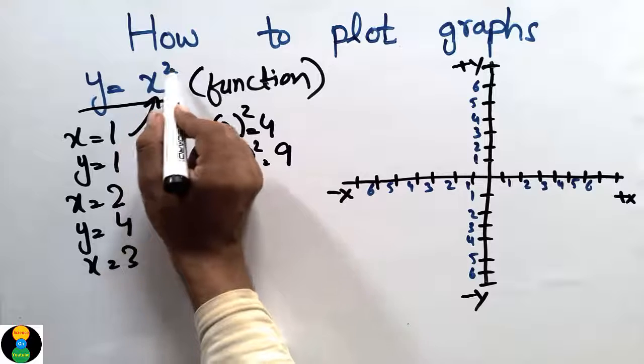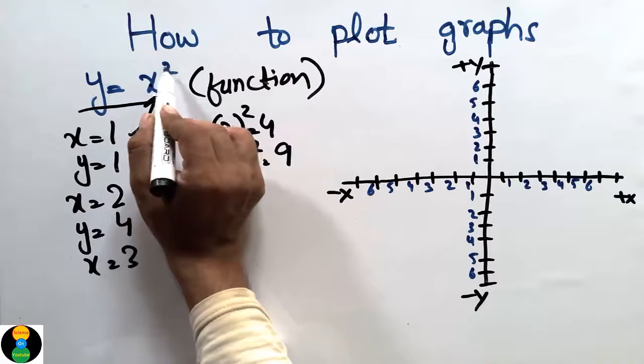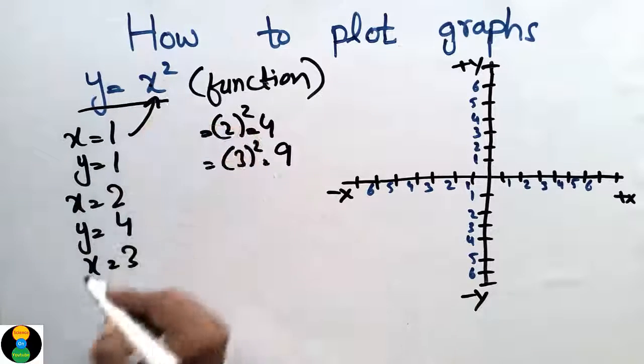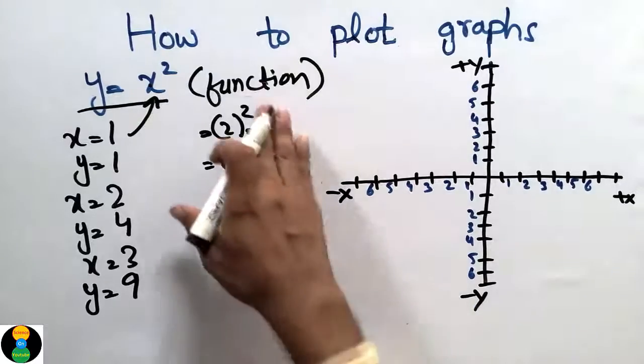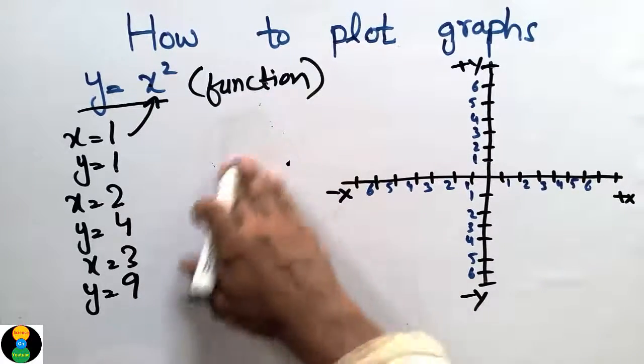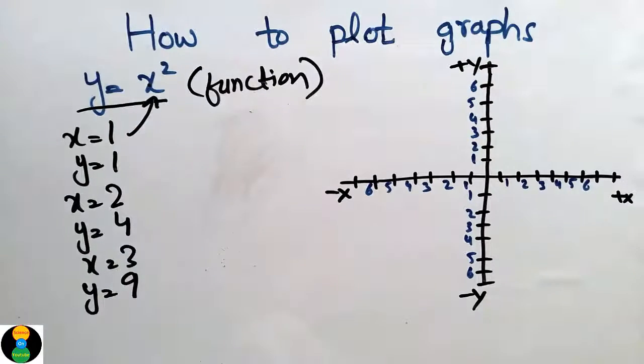Because here the square and the x, so when you put x is equal to 3, the square of 3 is 9, so y is equal to 9. Right? Similarly, in case of the negative sign, okay, first I will draw these values on the graph.